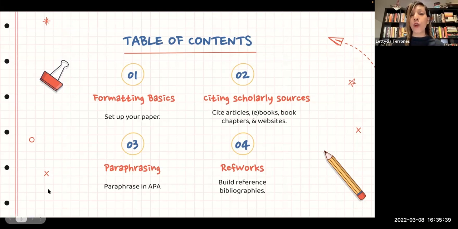But we hope that by covering the formatting basics, by discussing some of the more popularly cited scholarly sources, discussing paraphrasing, and then talking about RefWorks, a tool you can use to build reference bibliographies, all of this will give you a good start as you are starting to work on your papers.